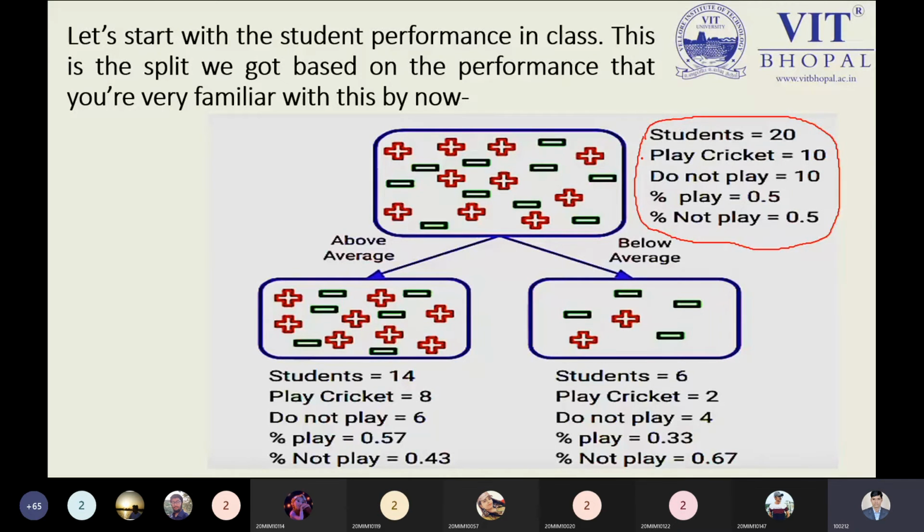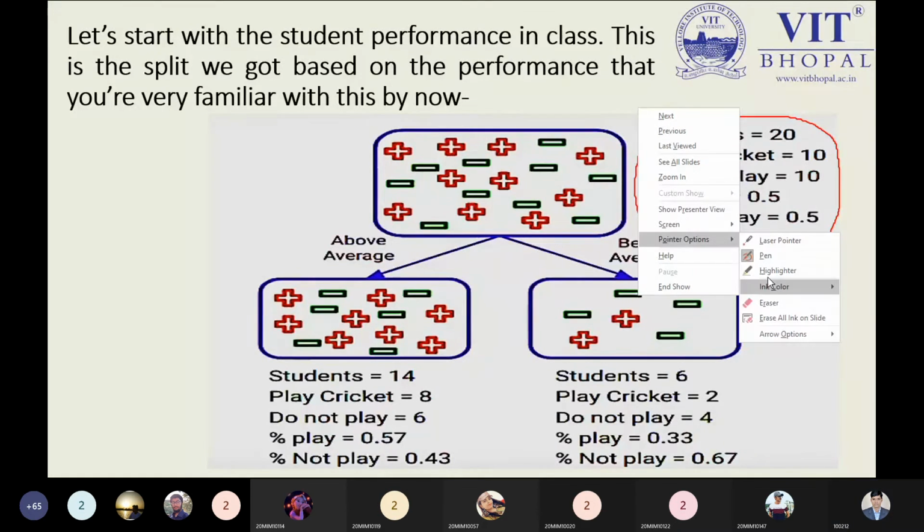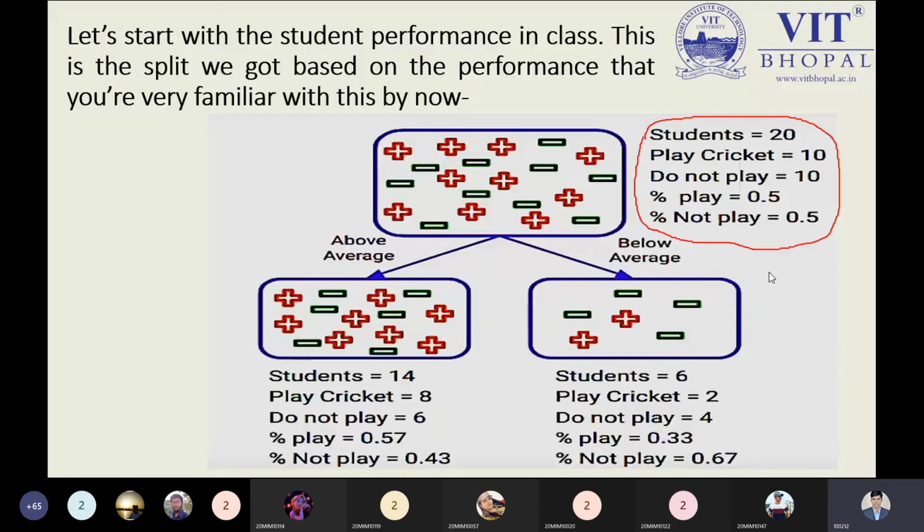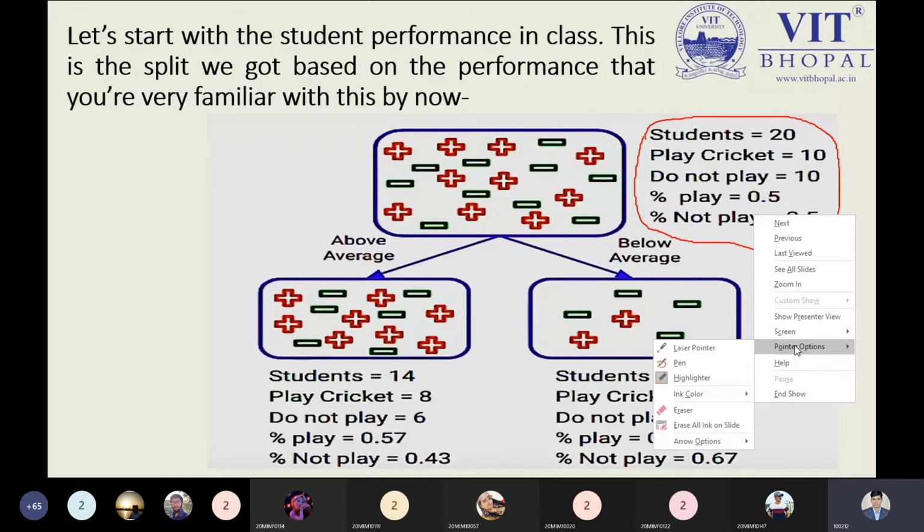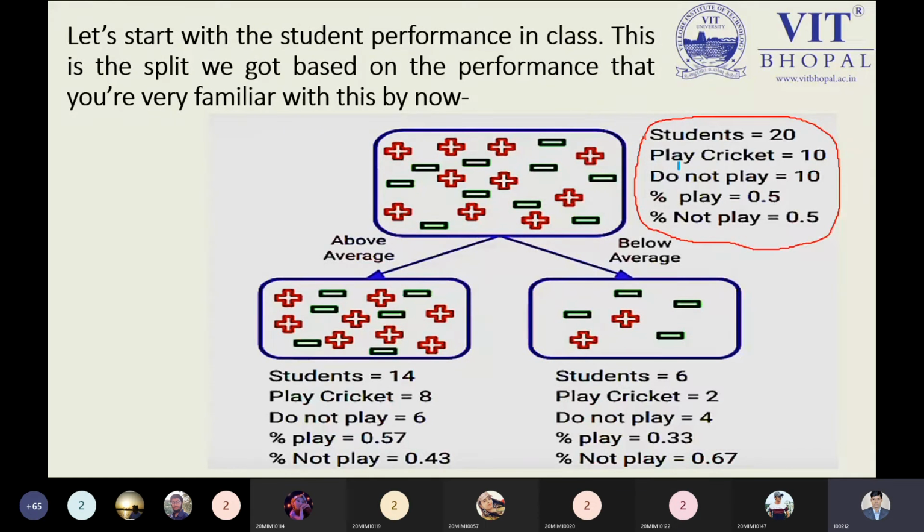Is it clear to all right now? Yes, sir. I'm speaking step by step. I'm highlighting this with this color. This data will be used at the root node to determine the entropy at the parent node. Now, based on the average performance in the class, I have categorized my data into two parts. I'm choosing a different color for betterment.